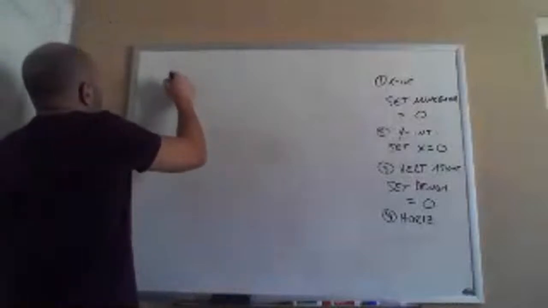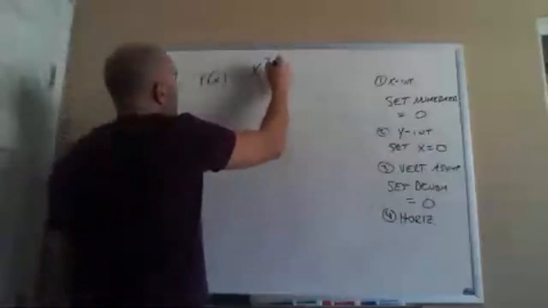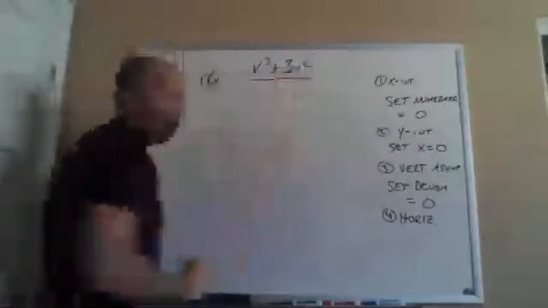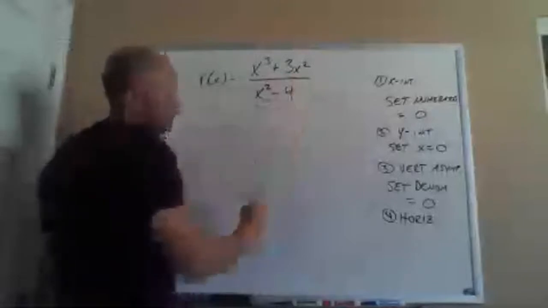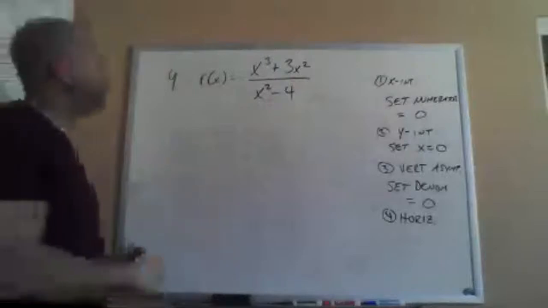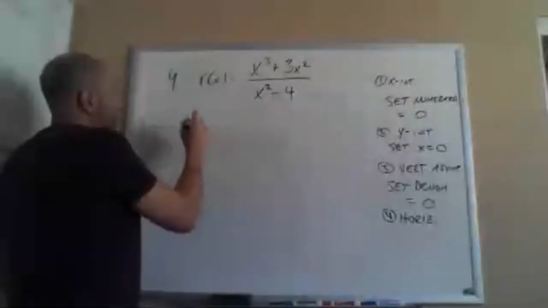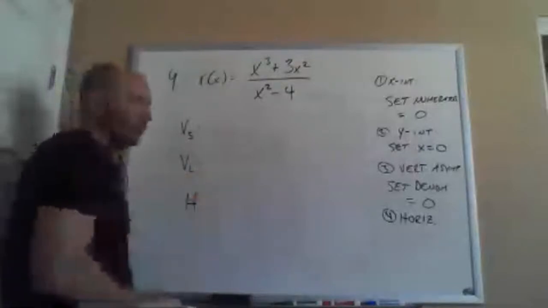All right, so number 9. Two x cubed plus 3x squared all over x squared minus 4. And so this one wants vertical asymptote, put your smallest answer first. Vertical asymptote, the larger answer, and the horizontal asymptote. So go ahead and try those.